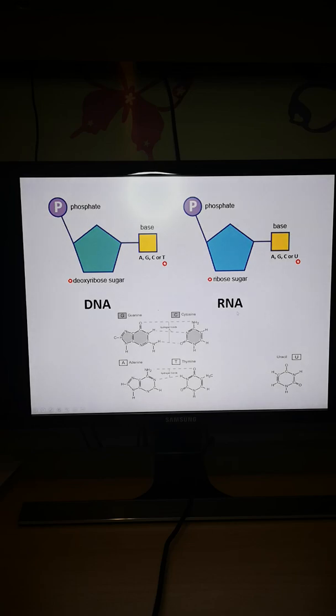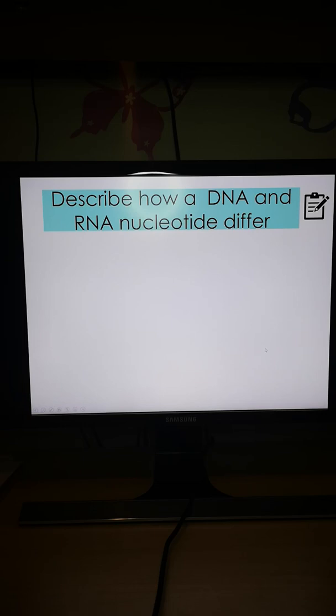But if this was an RNA, then that would be different. The sugar would be ribose, and of those bases, there's no thymine in RNA nucleotides. In DNA nucleotides, the bases guanine, cytosine, adenine and thymine are found. But in contrast, in an RNA nucleotide, it's guanine, cytosine, adenine, but uracil in place of thymine. So can you use that now to answer this question? Describe how a DNA and RNA nucleotide differ.